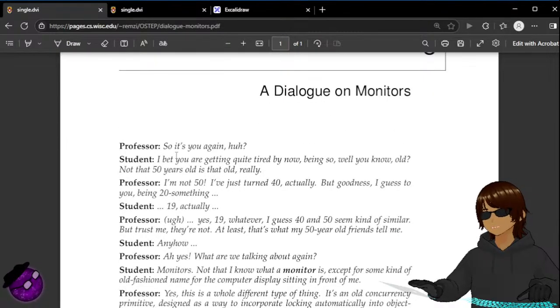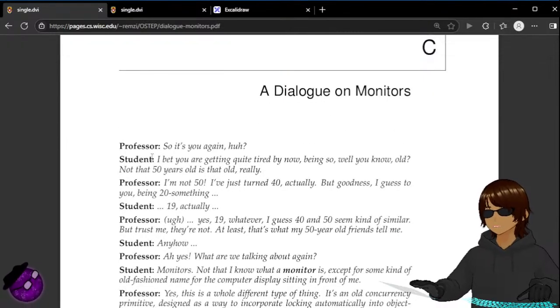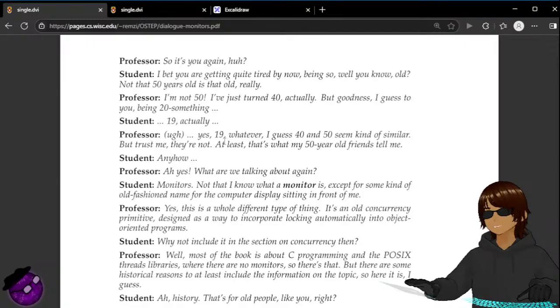So, Professor, it's you again. Student, I bet you are quite tired by now, being so old. Not that 50 is that old, really. I'm not 50, I just turned 40 actually. But goodness, I guess you, being 20 something, Student: 19 actually. Professor: Yes, 19, whatever. I guess 40 and 50 seem kind of similar, but trust me, they're not. At least that's what my 50-year-old friends tell me.